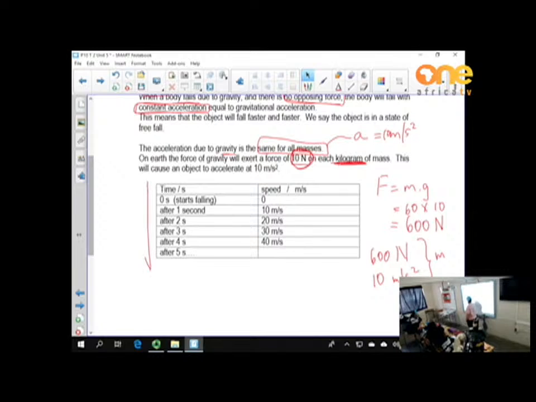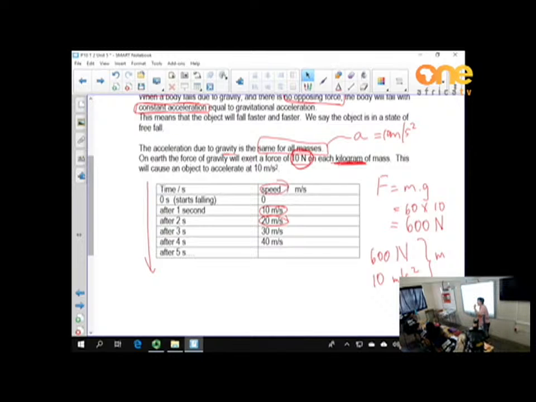Anything falling under the influence of gravity, when it starts falling, the speed is 0. In 1 second, it's going to fall through 10 meters. So in that first second, the speed is 10 meters per second. After 2 seconds, it is now going to fall 10 meters further. So it's going faster. It'll be falling at a rate of 20 meters per second.